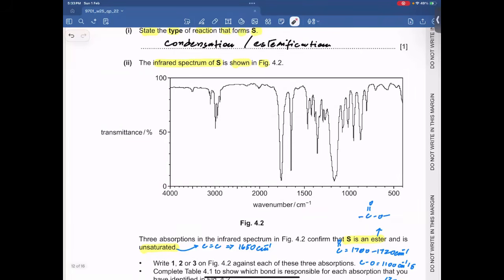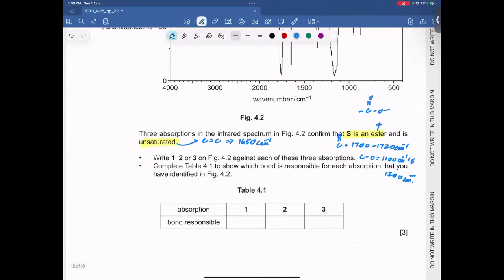So this is 1600, 1700, this is 1750. Bond responsible, C double bond O.